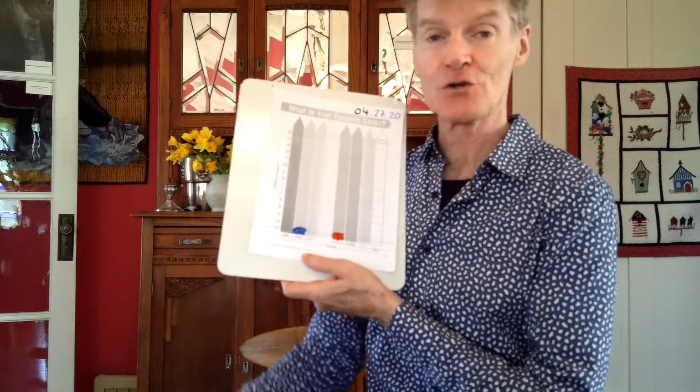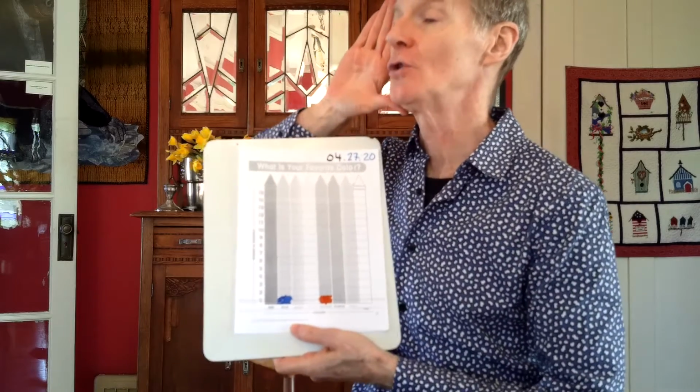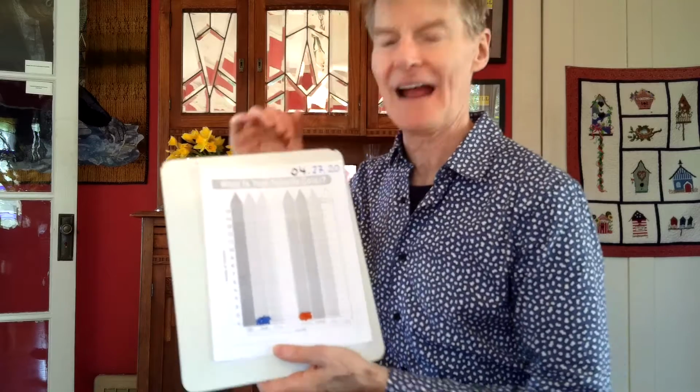So you could do this anytime you see someone, it could be someone at a social distance walking down the street. Hey, I'm doing some work for school. Can you tell me a color you like? And they say purple. Put that in your brain, and then when you get home, you record it over here.